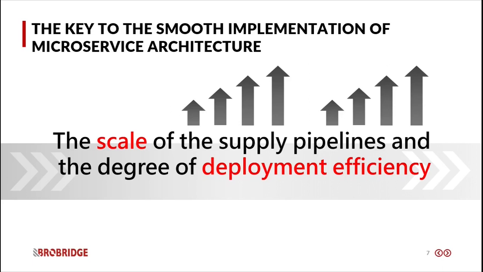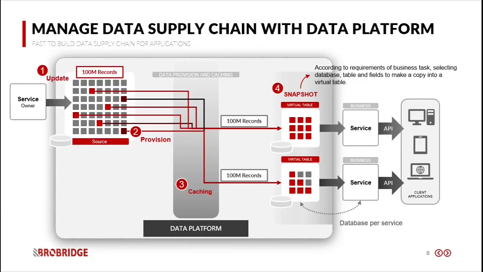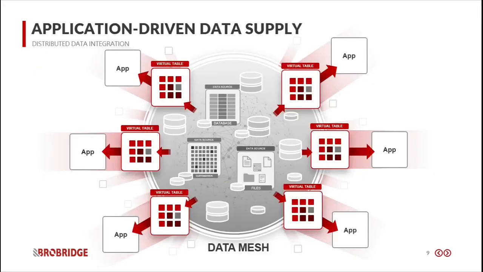So, from the previous analysis, we can know whether the microservice architecture can be implemented smoothly. The most important keys are: one is the management capability of data provision and cache pipeline. The other one is the efficiency in pipeline design and deployment. We need to build a data platform with standardized and unified management data provision routing and have a cache which you can quickly create and restore virtual tables according to application changing requirements. That is the data mesh architecture we are talking about today.